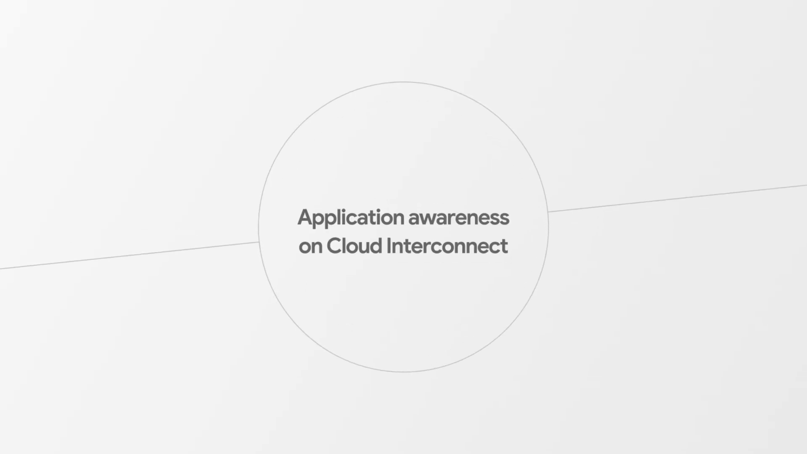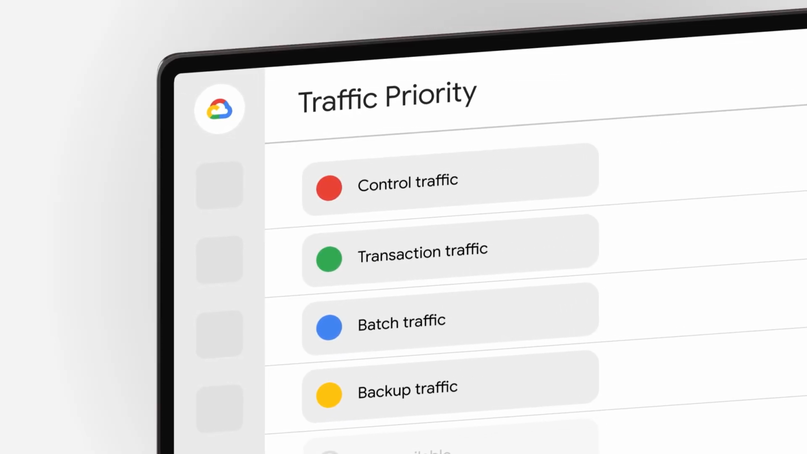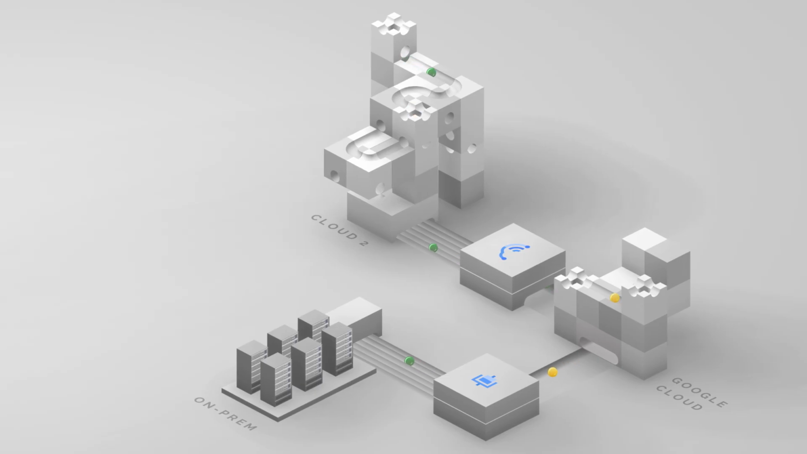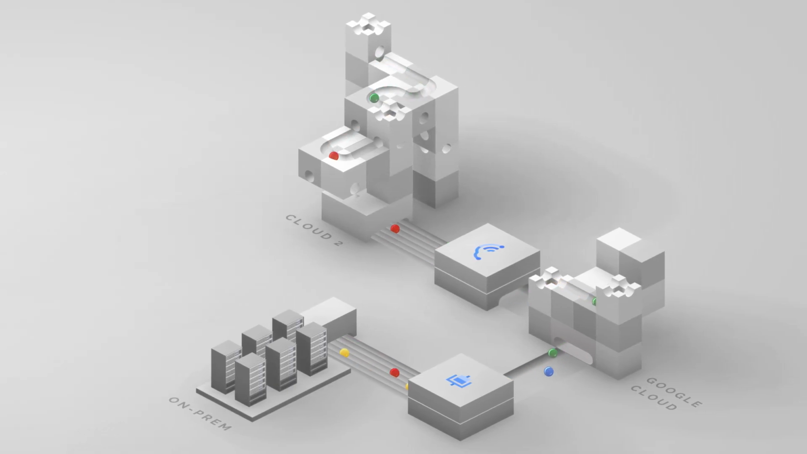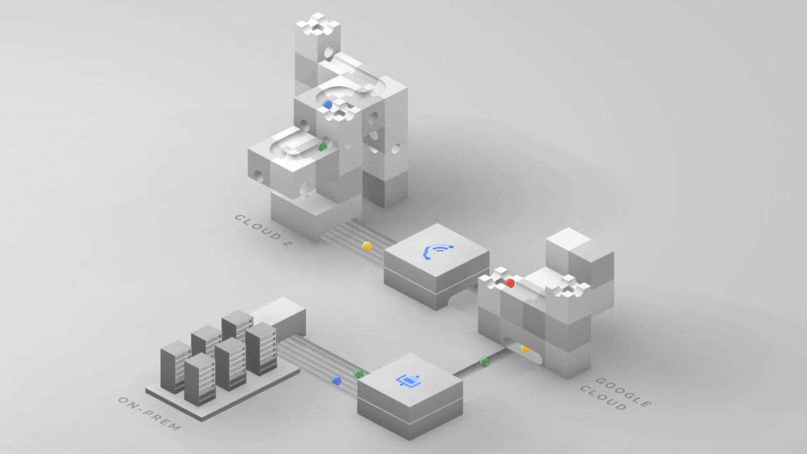Application awareness on Cloud Interconnect offers flexible policies, whether you need strict priority to ensure your most important data gets through first, or you want to share bandwidth across different workloads. That means you can safeguard business-critical traffic on dedicated and cross-cloud interconnect for consistent performance and reliability.